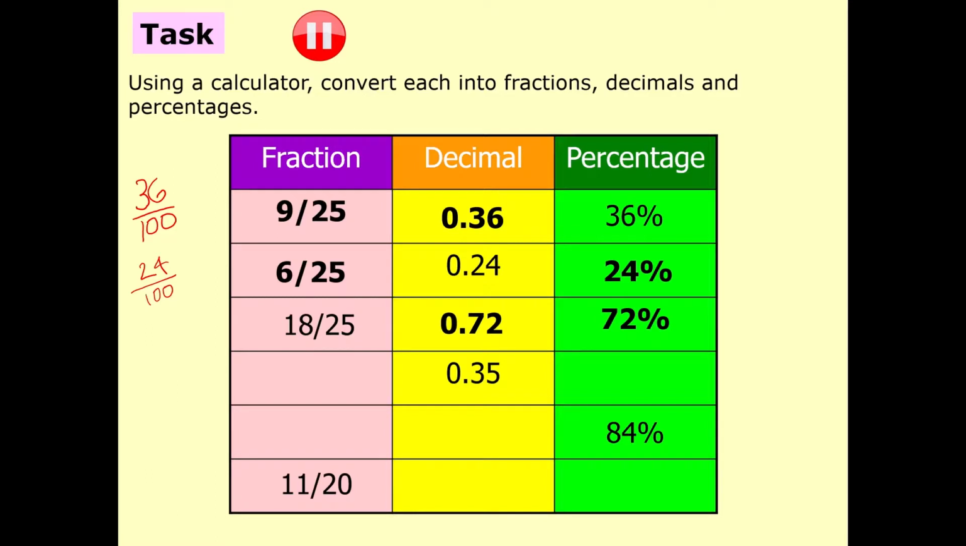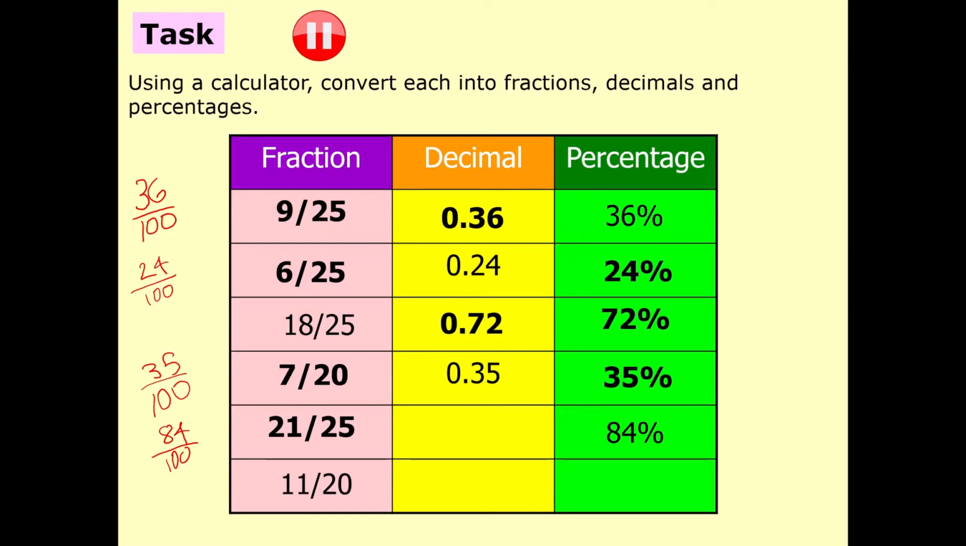Okay, next one, starting from a decimal, 0.35. If we multiply that by 100 to give us our percentage first, and then we're going to write our percentage over 100 to find our fraction. So 35 over 100, and then simplify that down, dividing by 5 to give us 7 over 20. And next one, 84%. So first step, changing that into a fraction by writing it as a fraction over 100, and then simplifying that to 21 over 25 by dividing top and bottom by 4.